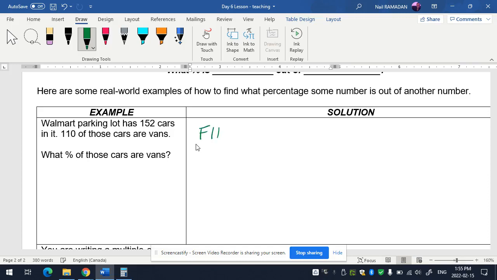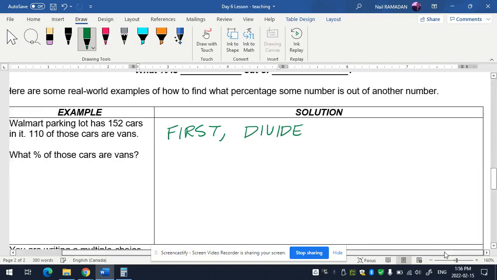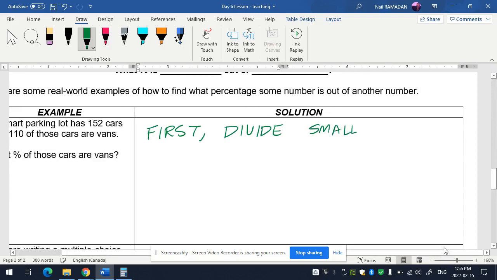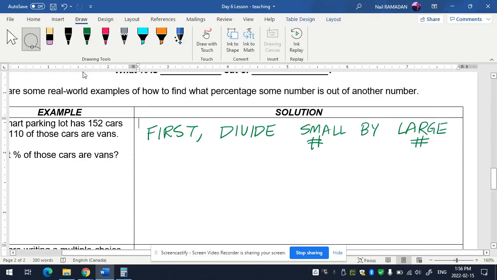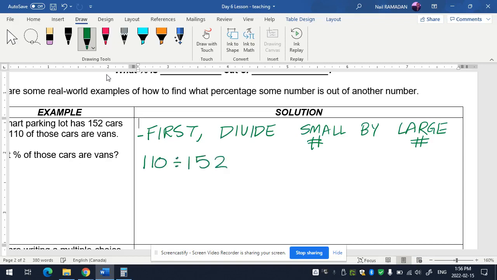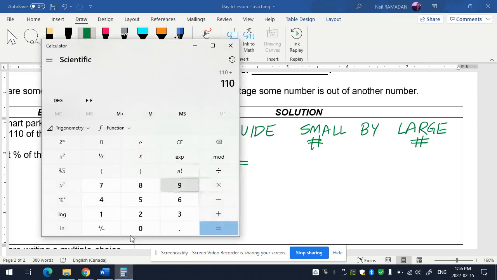So first, divide small number by large number. The first step is 110 divided by 152. By the way, whenever you divide small by big, you're always going to get a decimal. So let's see how much you get: 110 divided by 152.